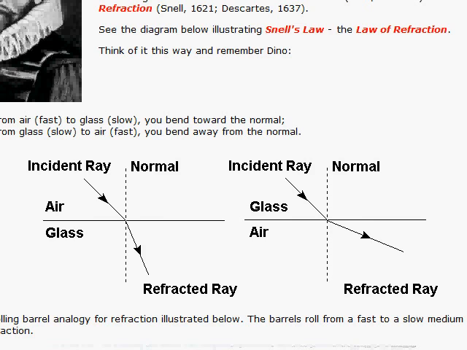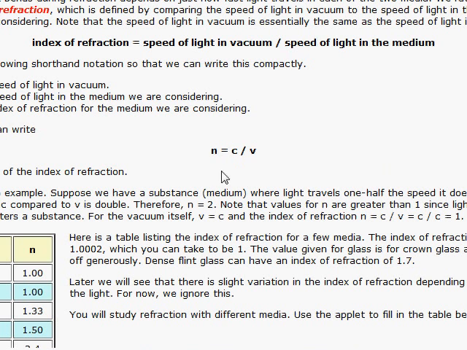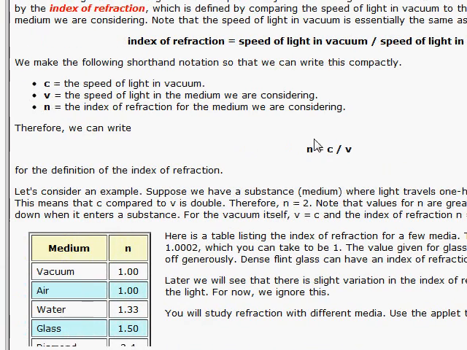Then you want to know your index of refraction formula. N is C divided by V. The C is the speed of light in vacuum, which you memorize to be 300,000 kilometers per second. V is the speed of light in the medium we are considering. N is the index of refraction for the medium we are considering.